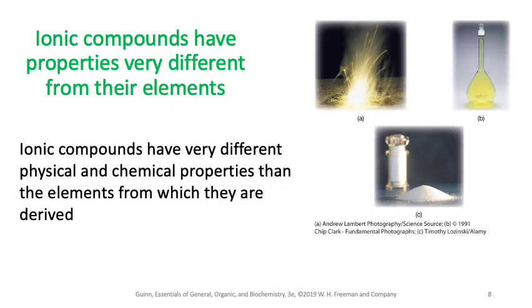So now let's talk about the properties of the ionic compound, how they are different from the elements that they normally get formed from. So ionic compounds have different physical and chemical properties than the elements from which they are normally derived or get formed.